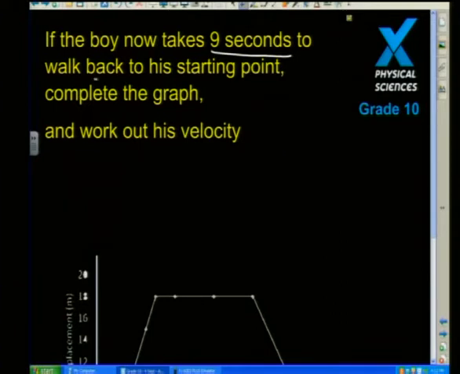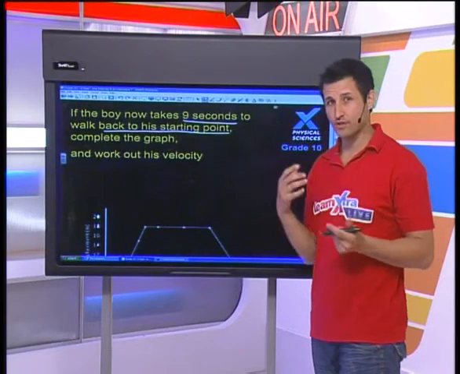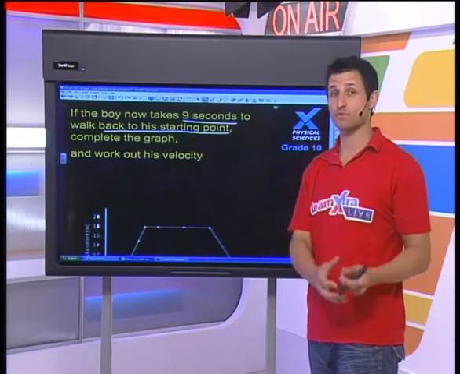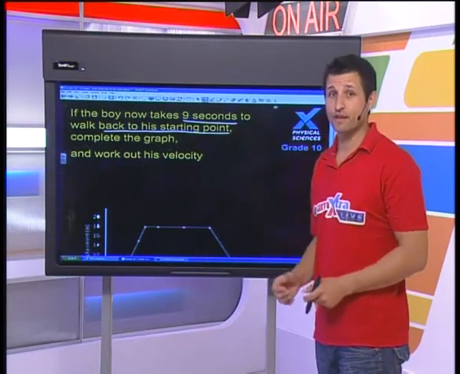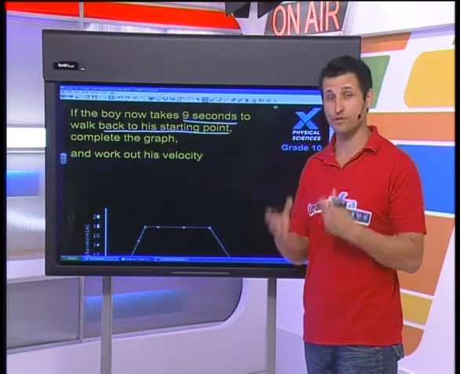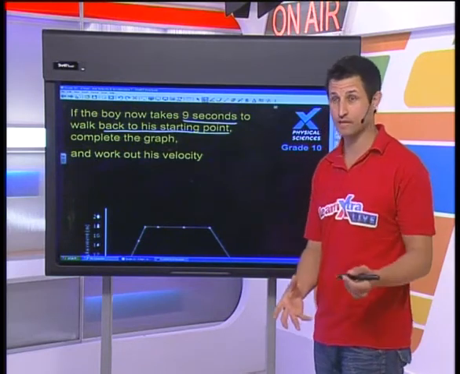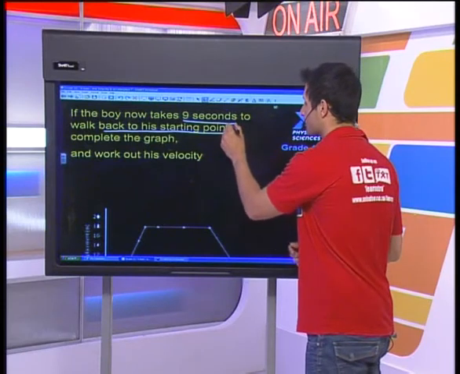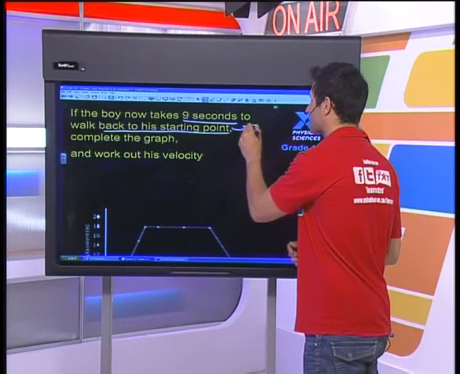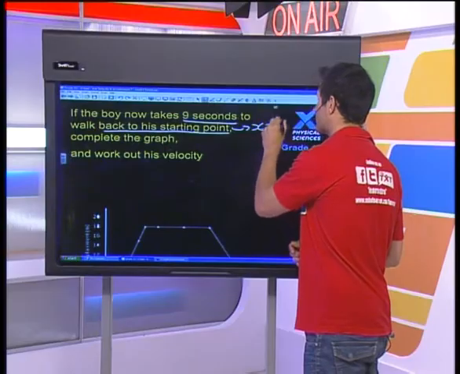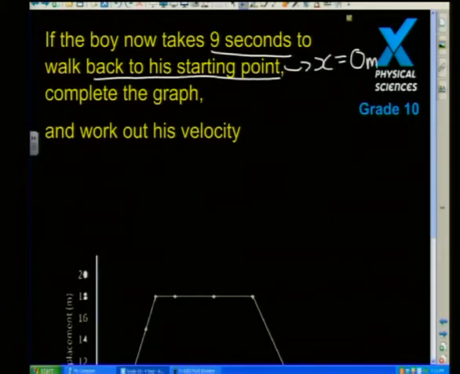So this is quite important. Back to his starting point. That tells me something about the final displacement. I hope that you remember from a couple of series ago that back to his starting point means that his displacement will become 0. If you land up at exactly the same place as you started, that means that his final displacement will be 0. So that means that his x value is equal to 0 meters. So that's what I've got to plot on the graph 9 seconds later.